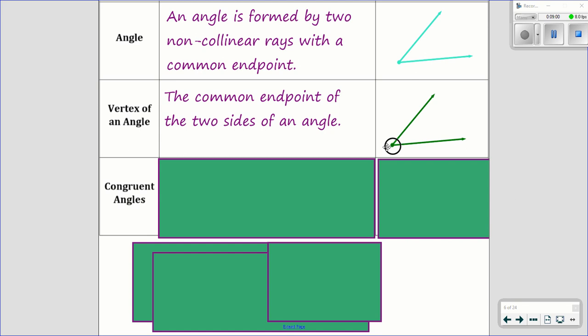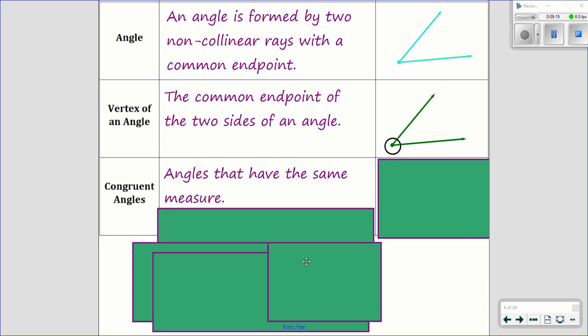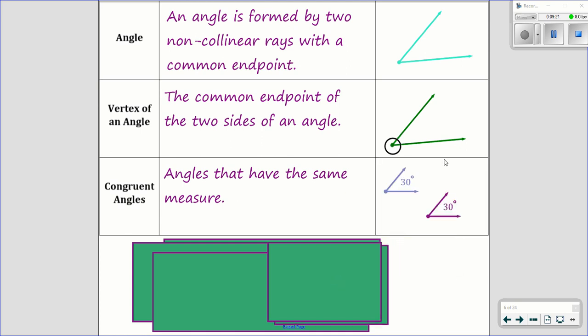You're going to hear "the vertices." Vertices is the plural for vertex. So if you have a square, the square has 4 corners, it's 4 vertices. So 4 of those points, those endpoints. Congruent angles are angles that have the same measure. So congruent, basically this one is 30, the other one is 30. So they're congruent, they're the same, they're equal.